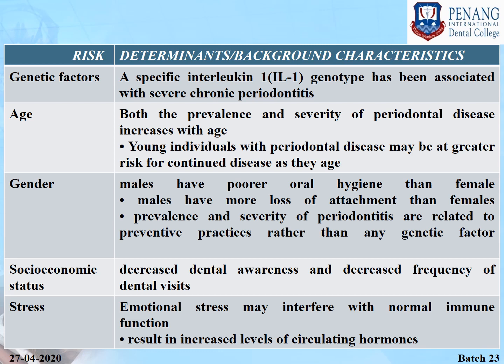Then comes stress. Emotional stress may interfere with normal immune functions, which may result in increased level of circulating hormones, which can aggravate the disease. For example, the incidence of necrotizing ulcerative gingivitis increases during the periods of emotional and physical stress. Also, we have seen that patients who have stressful life events appear to have a greater prevalence of periodontal disease. An apparent association exists between the psychosocial factors and risk behaviors such as smoking, poor oral hygiene, and chronic periodontitis.